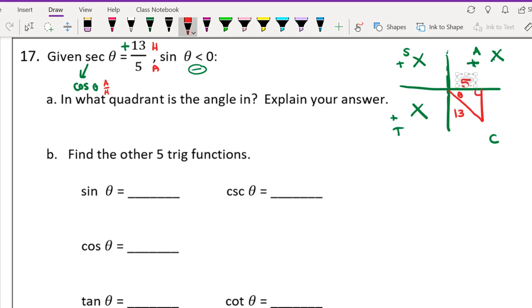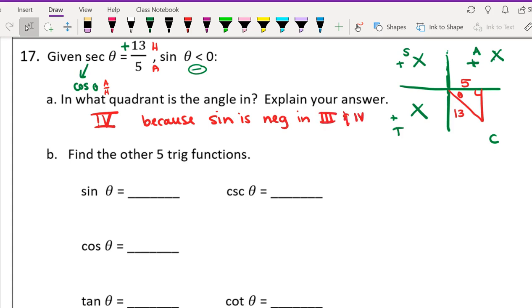So in what quadrant is the angle in? The angle is in quadrant 4 because sine is negative in 3 and 4, but secant is positive only in 4. So it has to include both of those things. So here we are, we got that, 4.